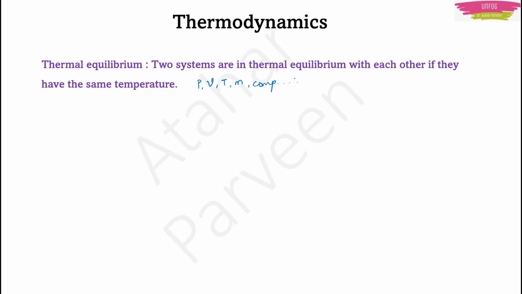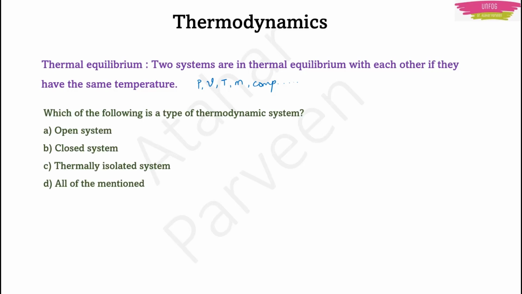That means, for example, you have two systems. You say that those two systems are in thermal equilibrium with each other if there is no change in temperature, meaning if they have the same temperature. If the two systems have the same temperature, then you can say that those two systems are in thermal equilibrium. In the same manner, you can say for pressure, volume, mass and all that also. So this is what thermal equilibrium is.